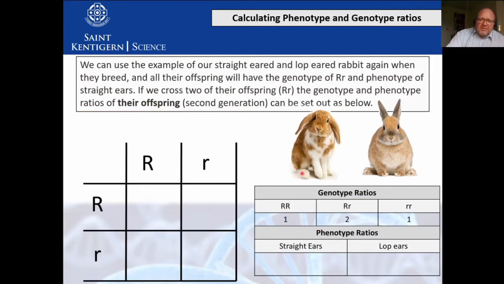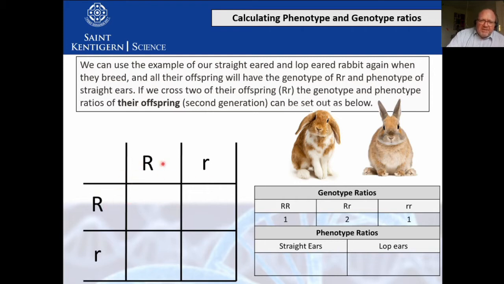So we started to look at genotype and phenotype ratios. A genotype ratio is the number of different genotypes. Remember, that's the combination of either a big R and a little r, or a big R and a big R, or a little r and a little r. That's your genotype. Whereas your phenotype ratio is the physical feature. So in this case, the rabbit with straight ears is a dominant trait. We have two straight-eared rabbits, because these are two heterozygous dominants, and the moment a dominant is there, the phenotype will be seen.